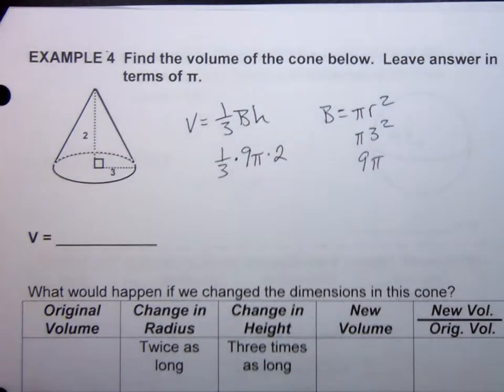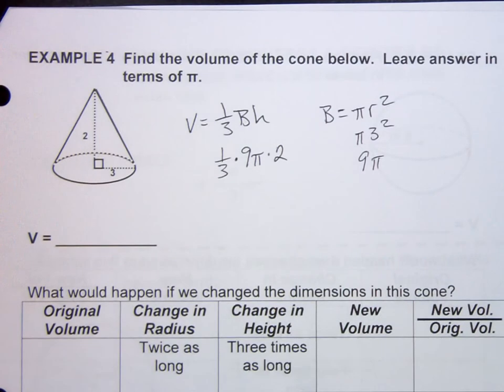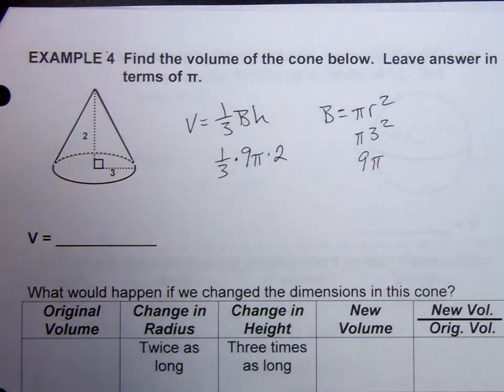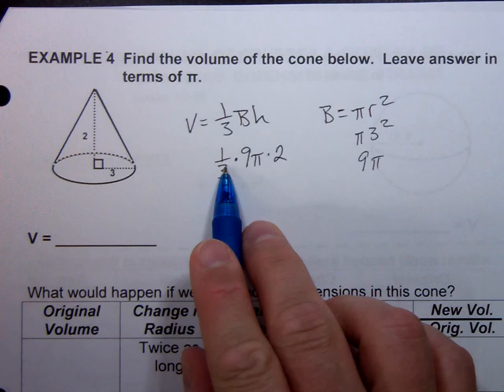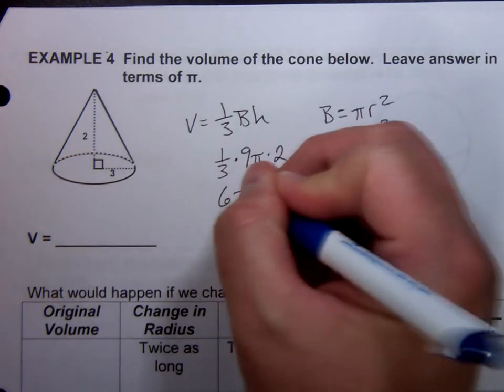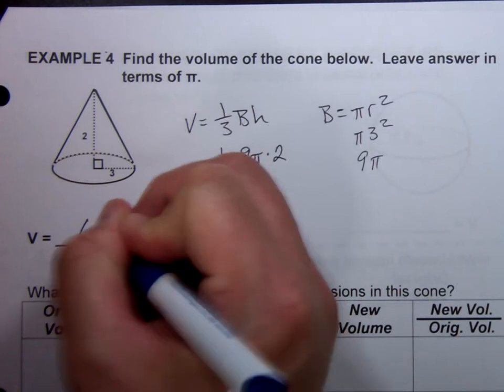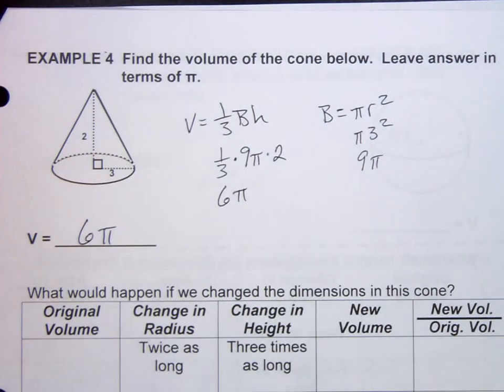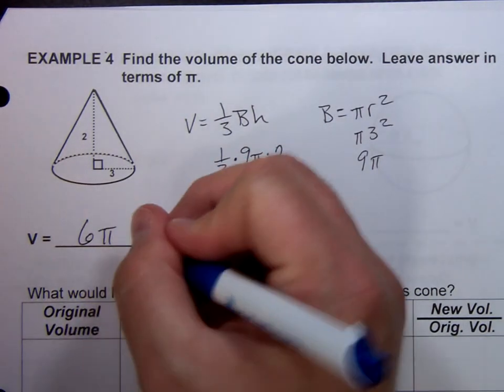So again, if we're leaving it in terms of pi, I'm multiplying all those numbers, but I'm not putting pi in the calculator. I'm not actually multiplying by pi yet. I'm leaving pi right next to the number to show that they need to be multiplied, but I'm not actually doing it. 1/3 times 9 is 3. 3 times 2 is 6. So we end up with 6 pi. This cone has a volume of 6 pi. And volume is always units cubed.